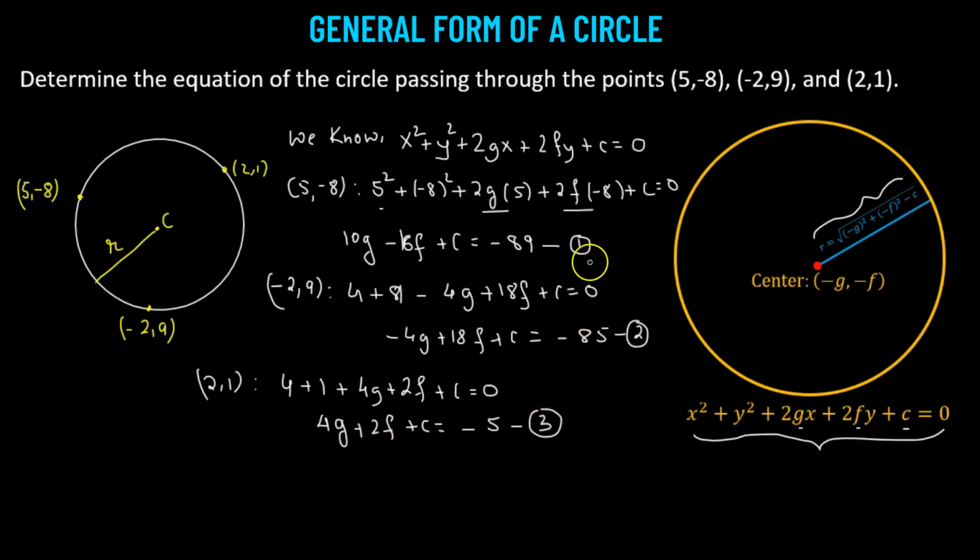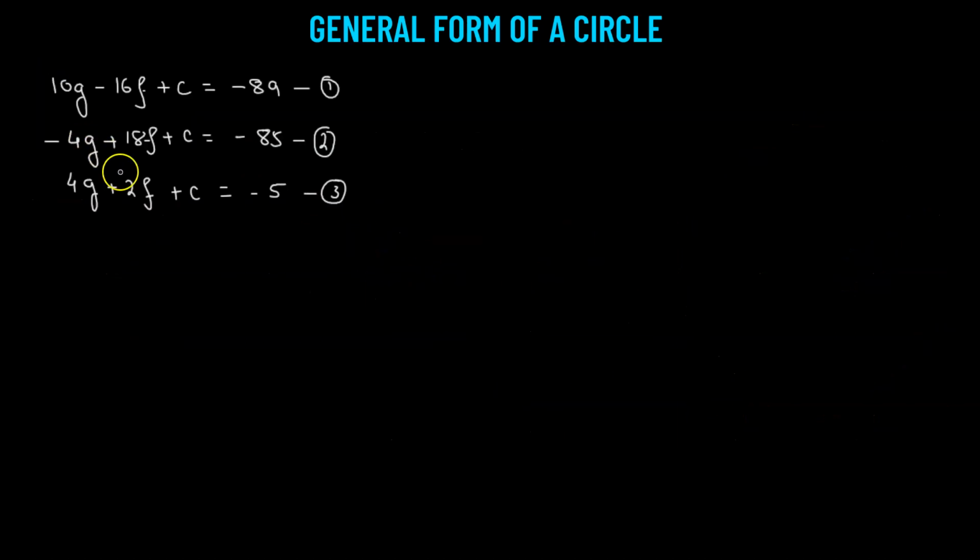So now we have 3 equations, 1, 2, and 3, containing 3 unknown parameters, g, f, and c. So we have simultaneous linear equations. We can solve them to obtain each of the values of g, f, and c. So let's do that. Here we have the 3 equations. There are multiple ways of finding the values of g, f, and c. We'll begin by first eliminating the parameter c.